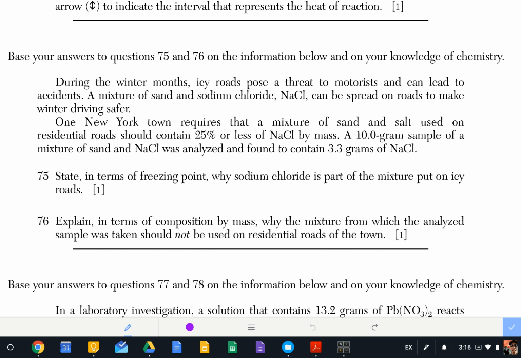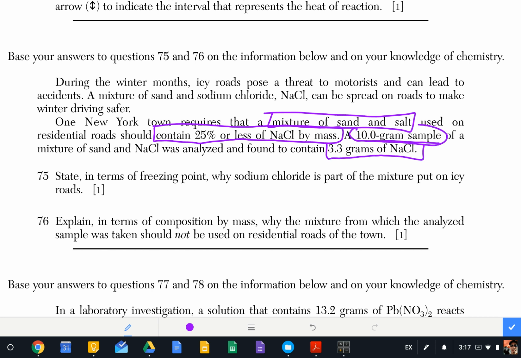During the winter months, icy roads pose a threat to motorists and can lead to accidents. A mixture of sand and sodium chloride, NaCl, can be spread on roads to make winter driving safer. One New York town requires that a mixture of sand and salt used on residential roads should contain 25% or less sodium chloride by mass. So this is the mixture of sand and table salt. A 10-gram sample of a mixture of sand and sodium chloride was analyzed, and it has 3.3 grams of sodium chloride in the 10-gram total sample.